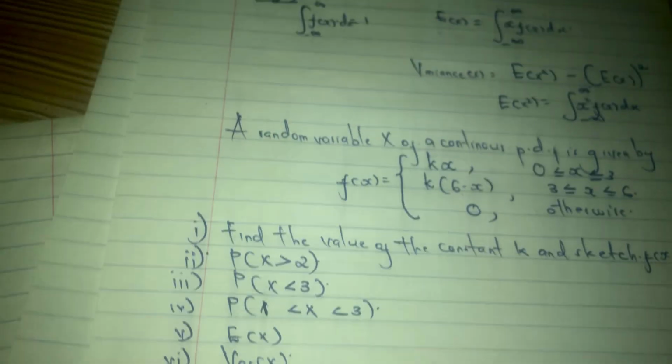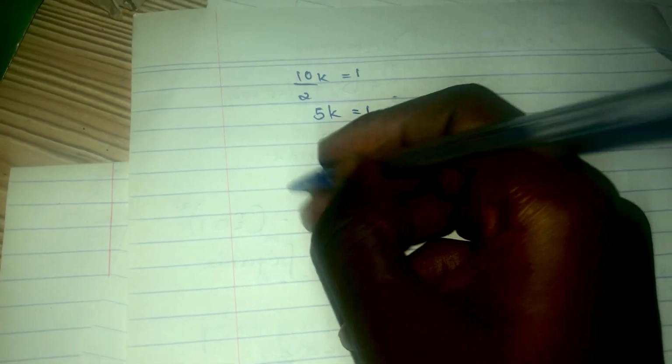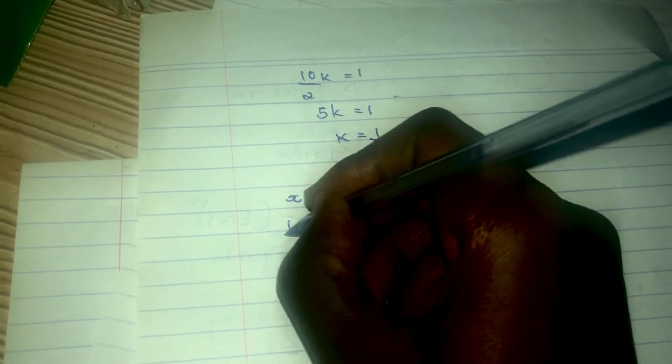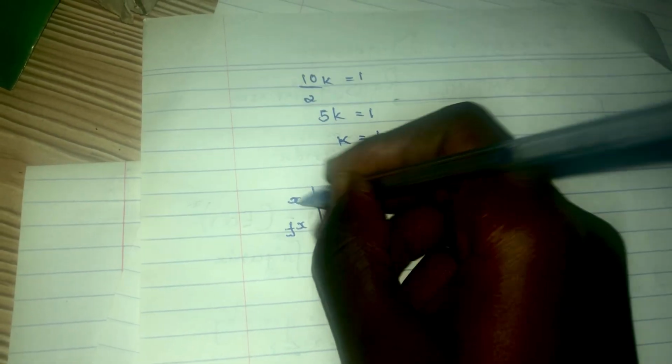So that means our value of k will be equal to 1 over 5. Then they've told us to sketch f of x. So if we are to sketch f of x, we use the same. This is x, this is f of x. Are we together?